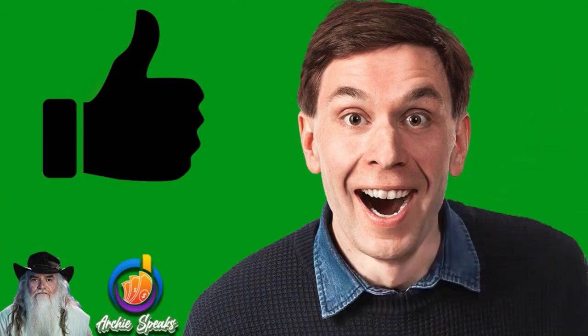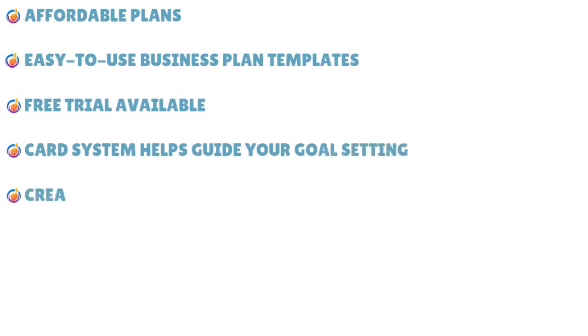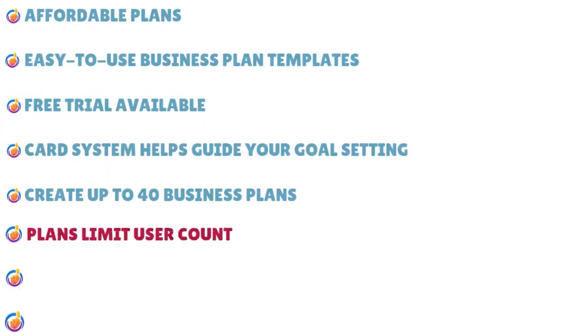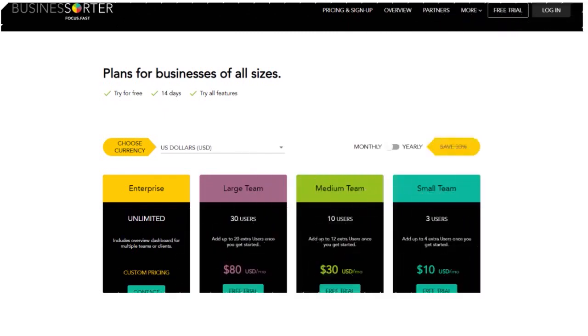Okay, so here are the pros and cons of Business Sorter. The pros: you have affordable plans, easy to use investor pitch deck templates, and a free trial available. A CAR system helps guide your goal setting, and you can create up to 40 business plans and 40 investor pitch decks. What about the cons here? Well, plans limit the user count, there is no in-app messaging, and very limited integrations. So here is the pricing for Business Sorter as of the date of this show.